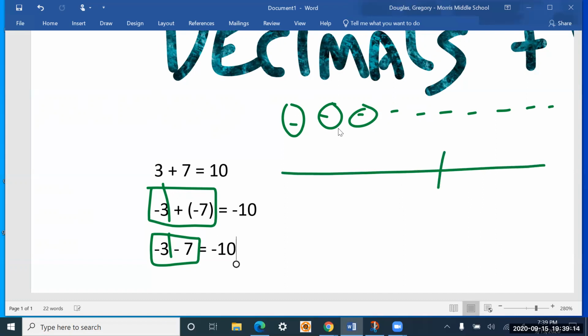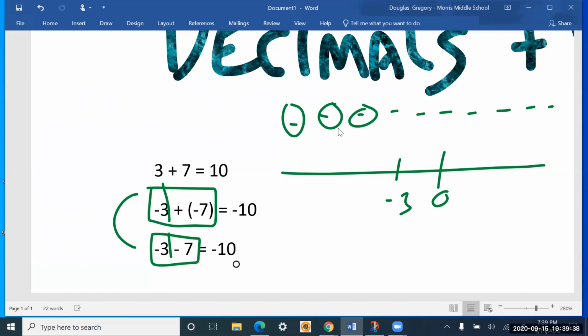So the first number is where they tell you to start. In both of these examples, I have a -3. So let's say the -3 is right here. Then what are they doing? They're saying, and go -7 more, or -7. Either way, it's a negative situation. You're going to go more negative, okay?